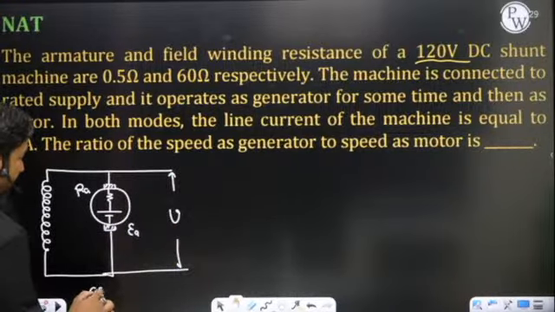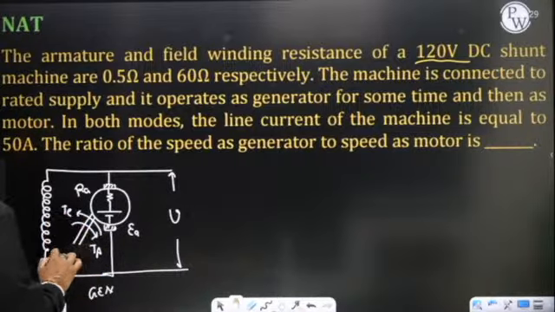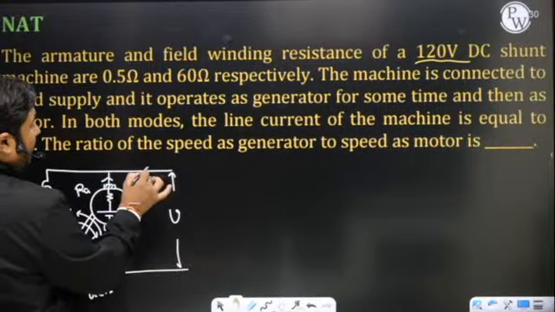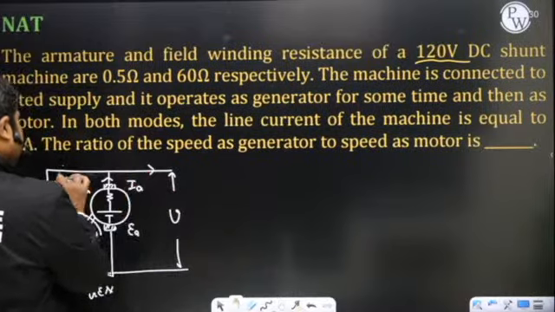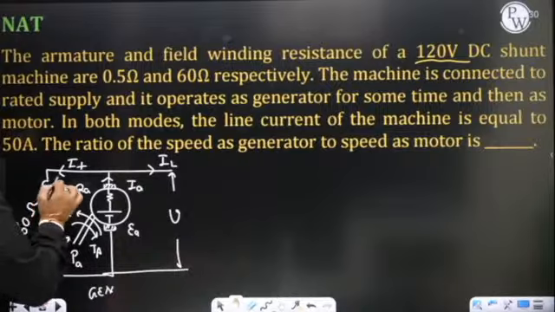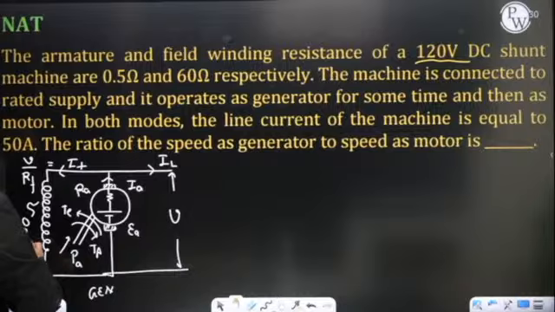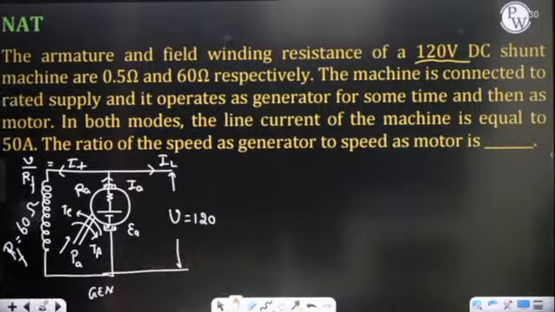So when working as a generator, always remember the applied torque and electromagnetic torque are in opposite directions. The armature power is leaving the machine, that is EA into IA, the developed power. IA, IL and IF. RF is also given to you, 60 ohm. So you know about IF. IF is nothing but V by RF only. RF is 60 ohm, and 120 volt V is also given.